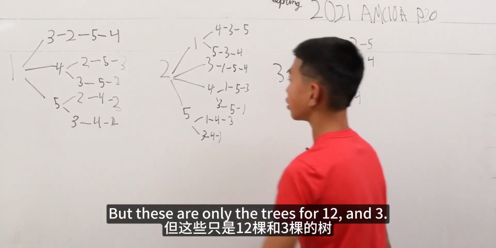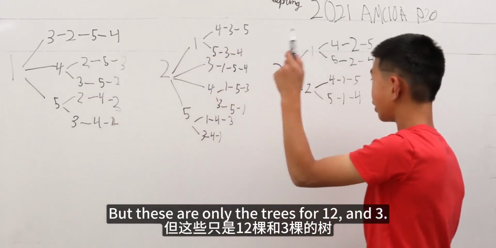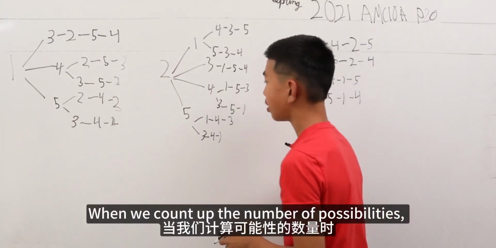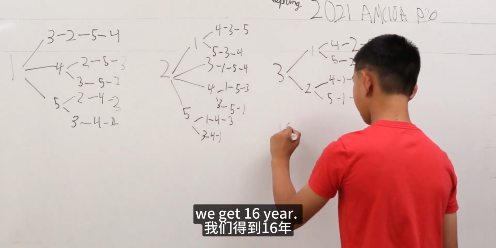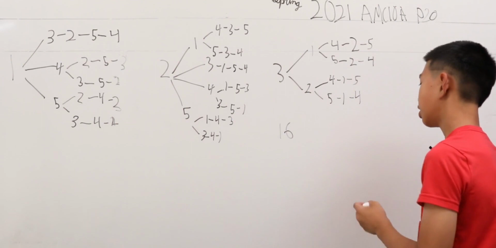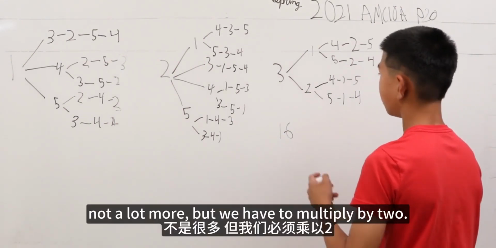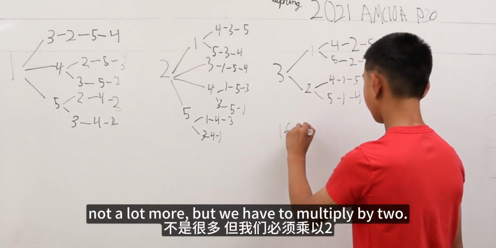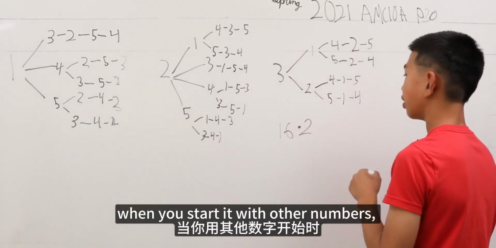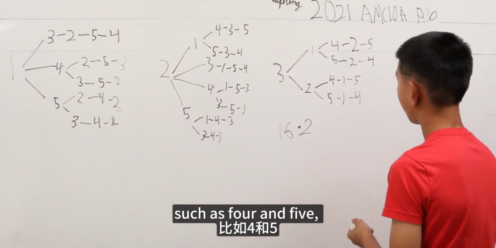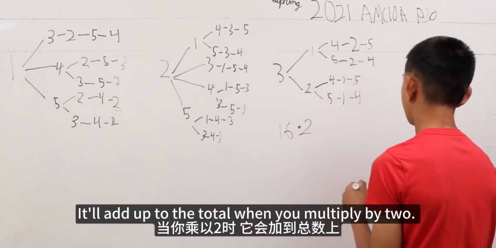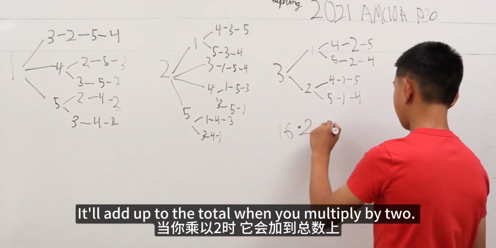But these are only the trees for 1, 2, and 3. There's still 4 and 5 to consider. When we count up the number of possibilities, we get 16 here. But there's still more cases to consider. Well, not a lot more, but we have to multiply by 2, since when you start with other numbers, such as 4 and 5, you can reverse them, and it'll add up to the total when you multiply by 2.